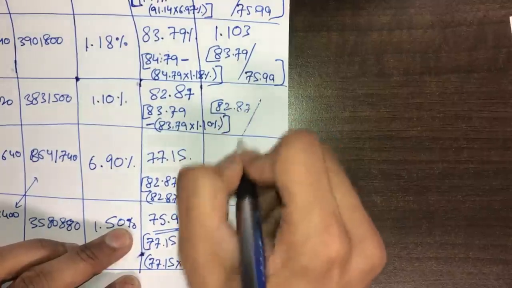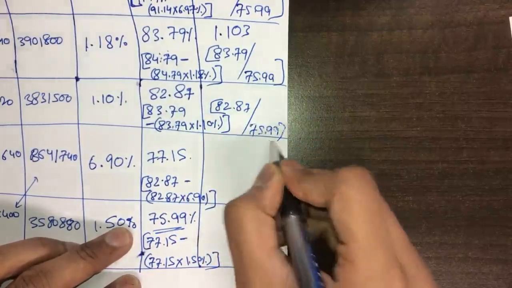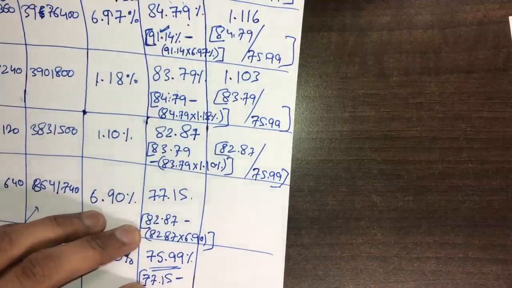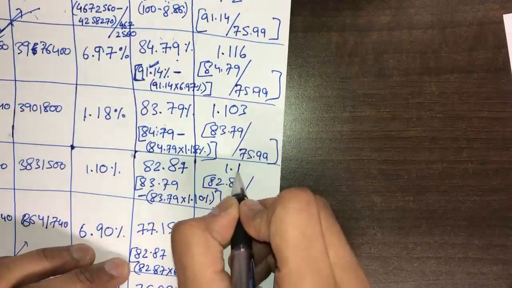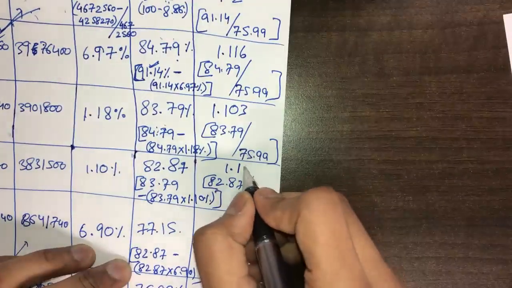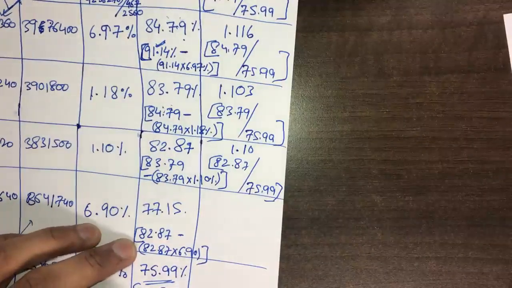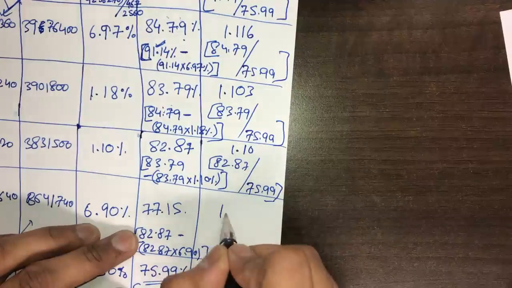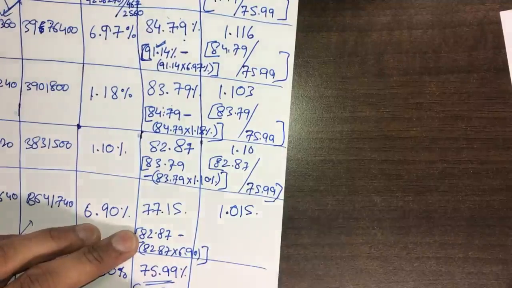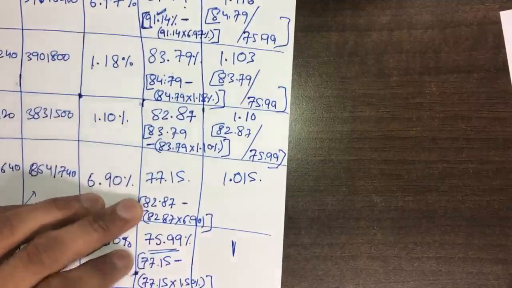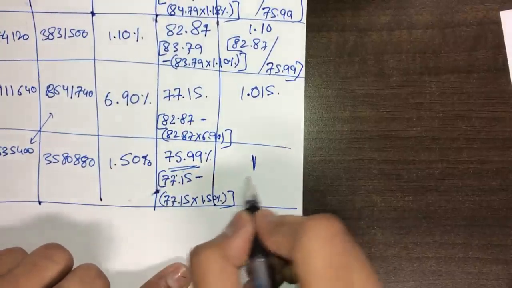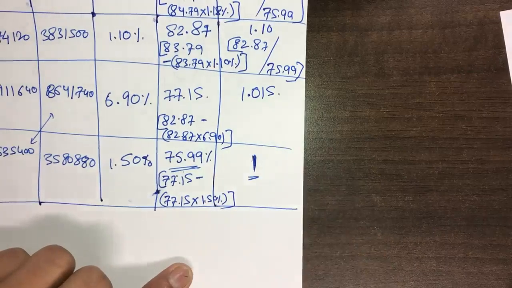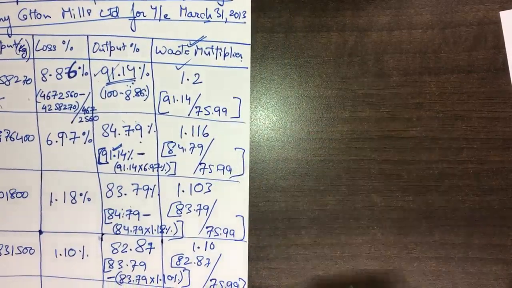82.87 divided by 75.99 is 1.10. 77.5 divided by 75.99 is 1.015. And the waste multiplier of the last process is always 1, because 75.99 divided by 75.99 always remains 1. So this is the way you should compute the waste multiplier.